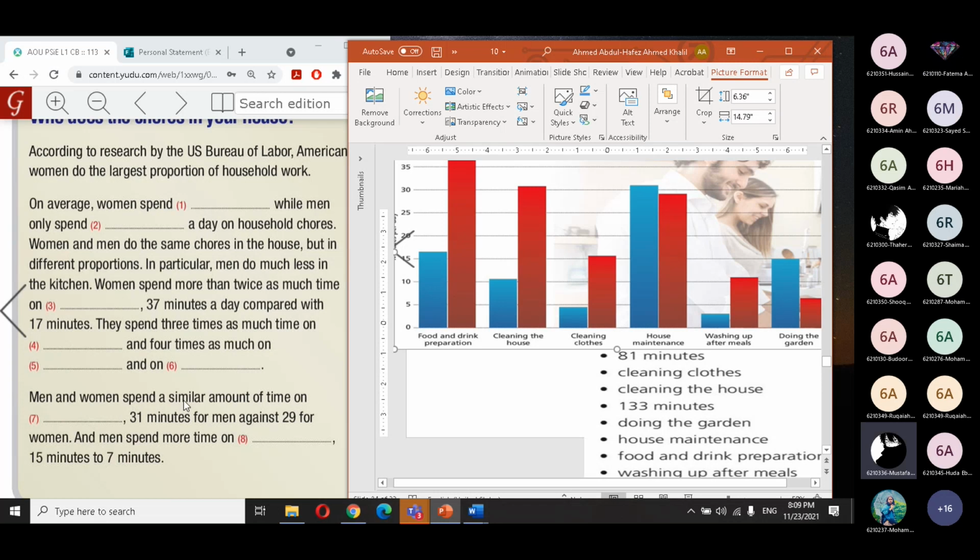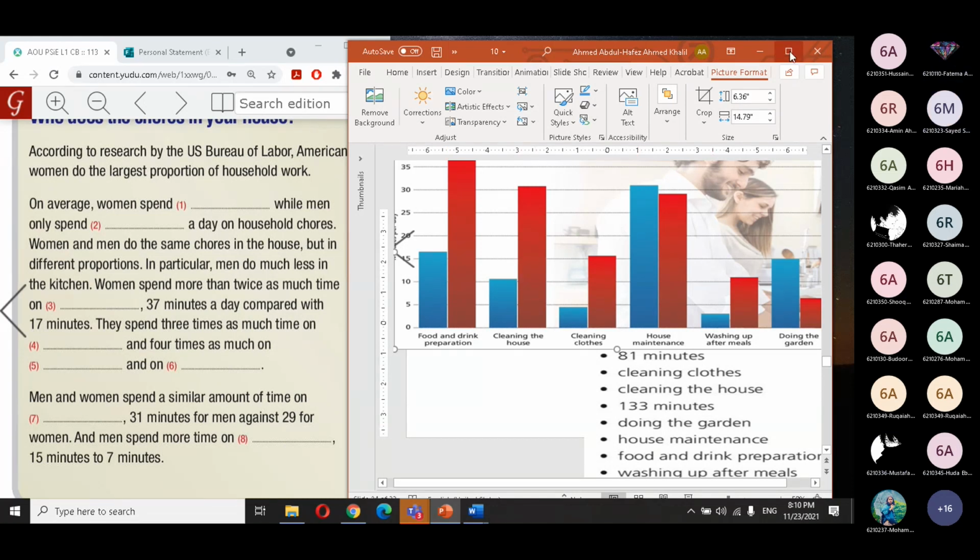And on house maintenance, men and women spend a similar amount. Similar doesn't mean the same, similar means they are near. 31 minutes for men against 29 for women. This is for house maintenance. Excellent. And men spend more time on which one? Men spend more time doing the garden. Yes, okay, here we will choose this, doing the garden.